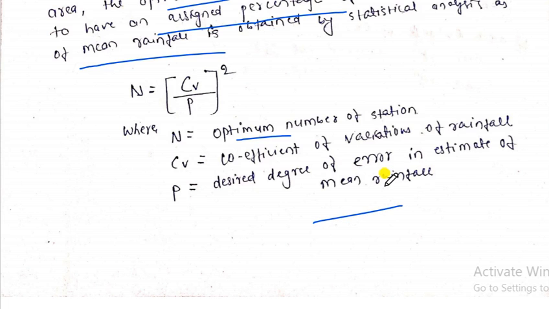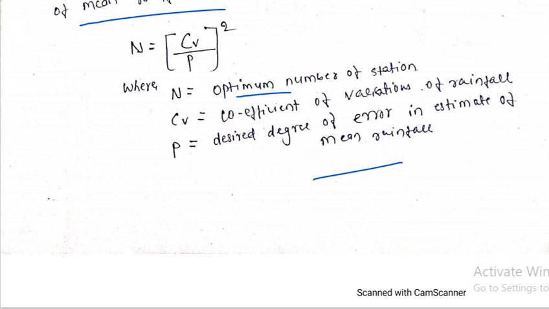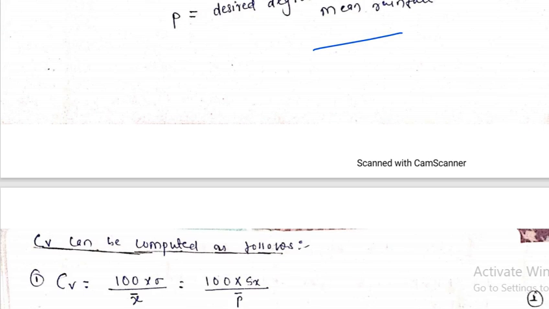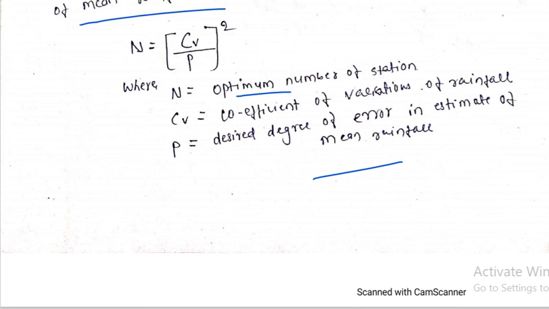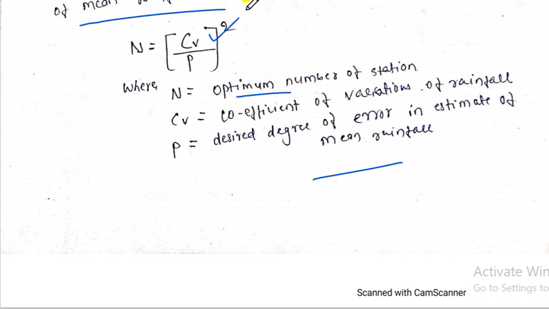Based on this, there are lots of numericals, and frequently asked numericals come in university exams, so we need to understand very carefully. So let's see how to calculate this. Here, as you can see, n equals (CV/P) squared. So what is the formula of CV? Let's understand the formula of CV.